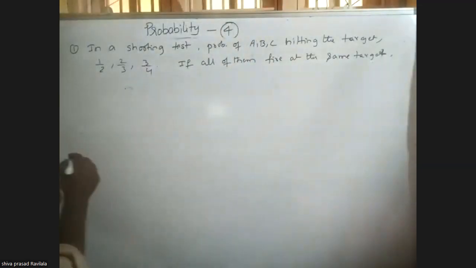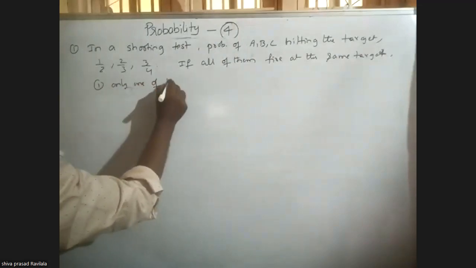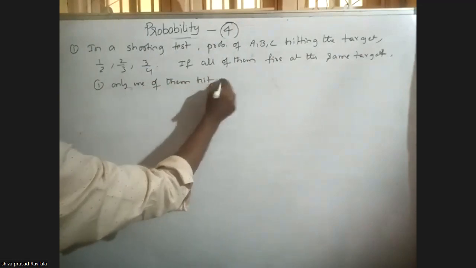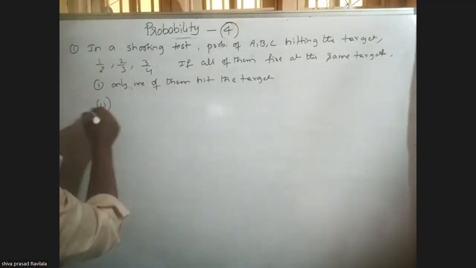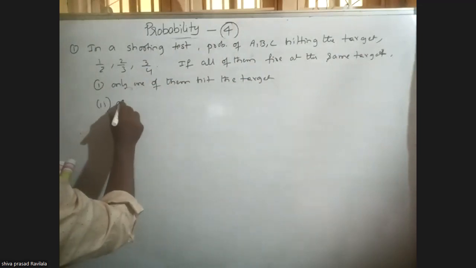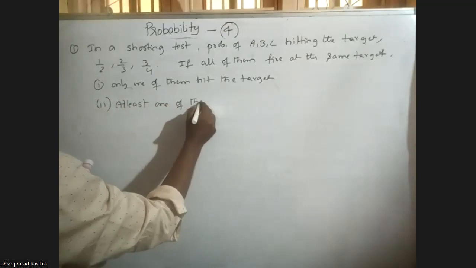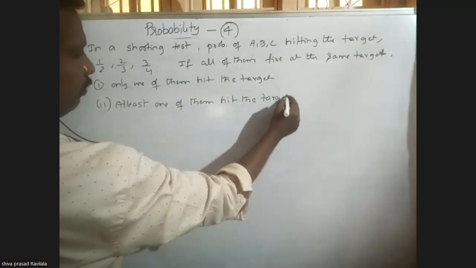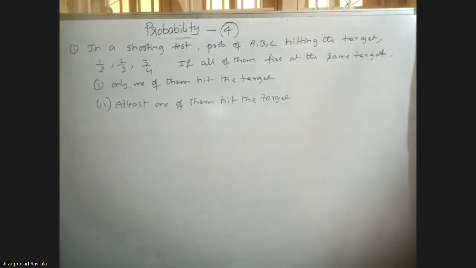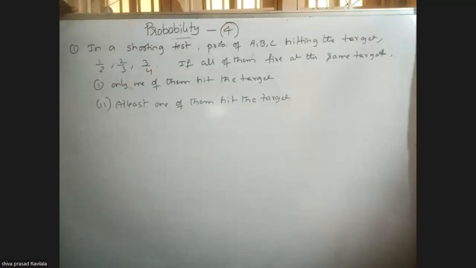First one, only one of them hits the target. And second case, at least one of them hits the target. Only one of them hits the target, and at least one of them hits the target. In a shooting test, the probability of A, B, C hitting a target is 1 by 2, 2 by 3 and 3 by 4.